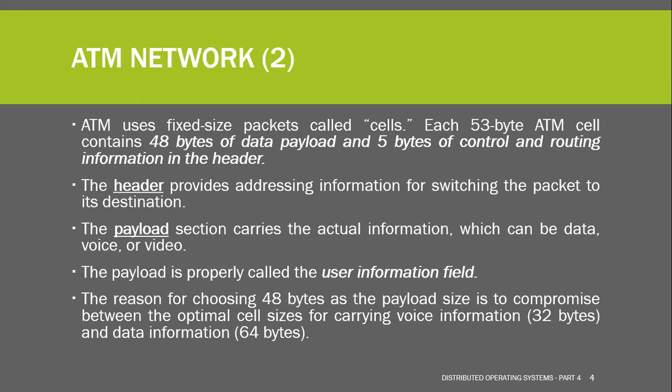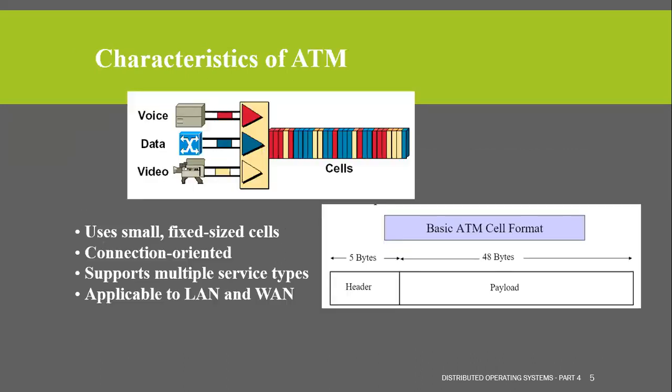ATM network. ATM uses fixed size packets called cells. Each 53-byte ATM cell contains 48 bytes of data payload and 5 bytes of control and routing information in the header. The header provides addressing information for switching the packet to its destination. The payload section carries the actual information, which can be data or voice or video. The payload is properly called the user information field. The reason for choosing 48 bytes as the payload size is to compromise between the optimal cell sizes for carrying voice information and data information.